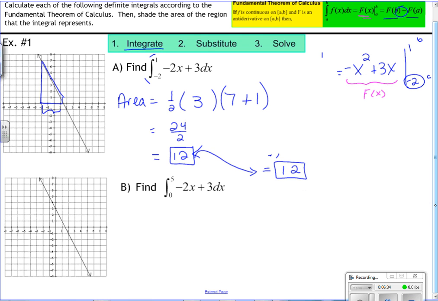I would like you to try B on your own. Use this fundamental theorem of calculus idea to evaluate it. We've already gotten the integral, haven't we? We've worked that, and we're working the same thing. So what I would like you to do is take that -x plus 3x and evaluate it now from 0 to 5. So hit pause and do it.